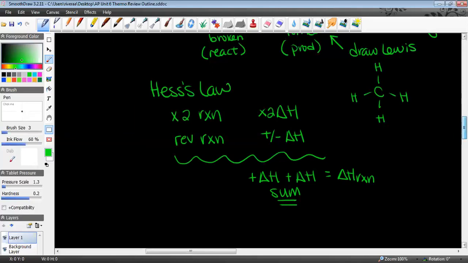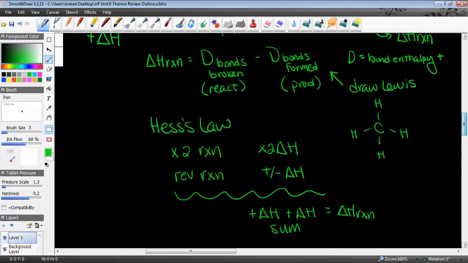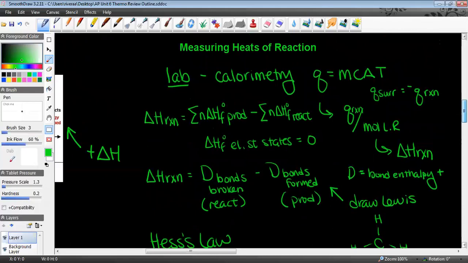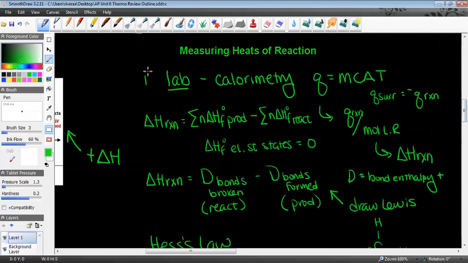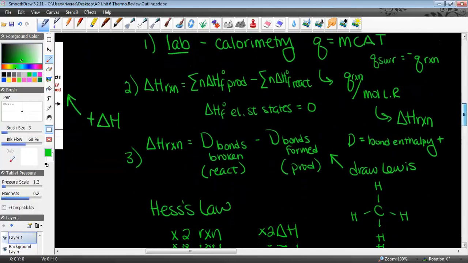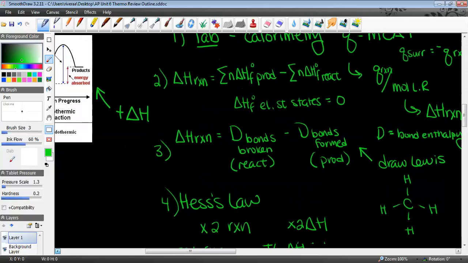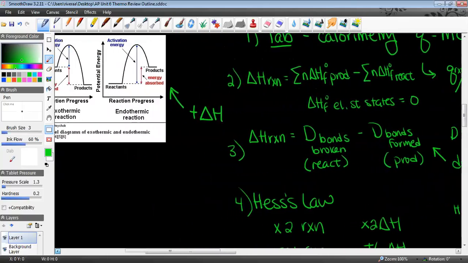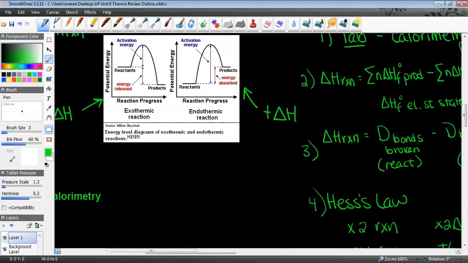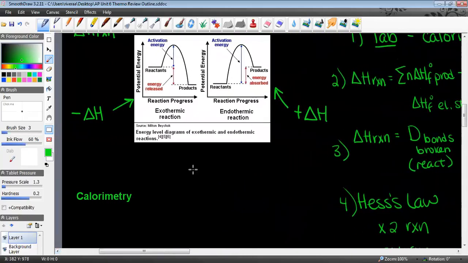All right, I'm going to pause there because that was pretty fast and furious before we go into calorimetry. Any questions on the 4 different methods? Lab, heats of formation, bond enthalpies, or Hess's law. These are all different ways to figure out how much heat we are going to get out of a reaction. Is it going to be endo or is it going to be exo? And what is the magnitude of that delta H? Any questions there? Let's make sure I talked about everything I want to talk about before we go into calorimetry in detail.